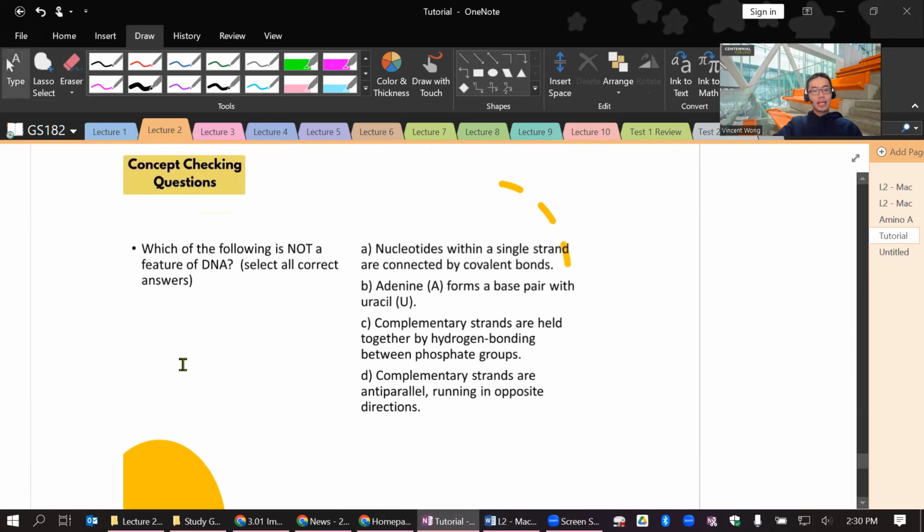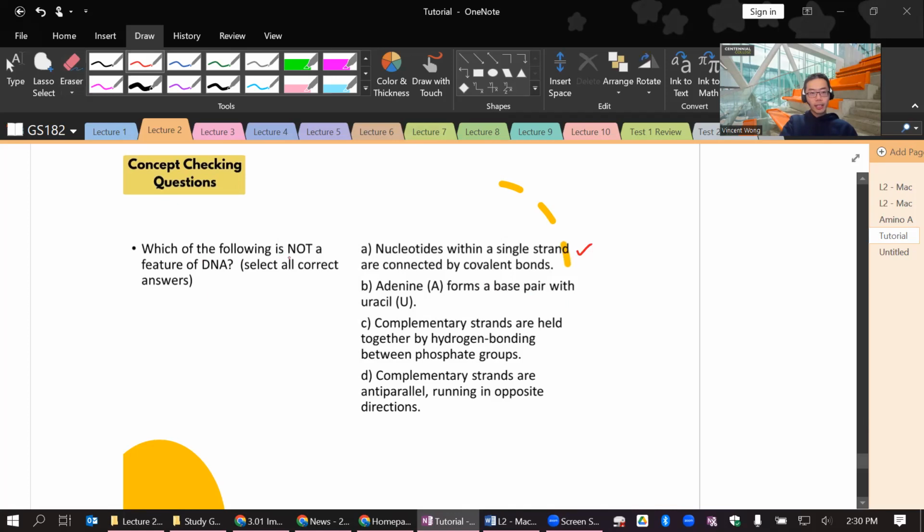Which of the following is not a feature of DNA? Select all correct answers. Nucleotides within a single strand are connected by covalent bonds. That is correct, right? All the macromolecules, the monomers are connected through covalent bonds. So that's correct.